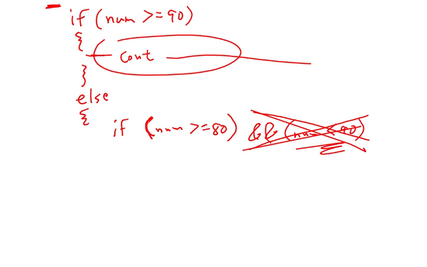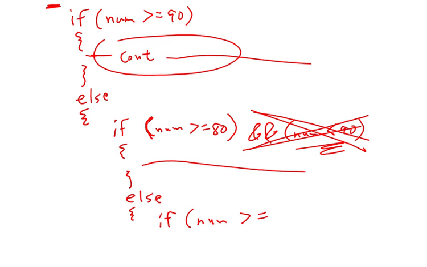Now you only need to check if your number is greater than or equal to 80. If it is, you cout B. And then you put in an else here. So this is why this is called nesting. I have this set of if-elses nested inside the very first if-else. And then within this else, you check if your grade is a C, if num is greater than or equal to 70. And you could imagine what goes on.